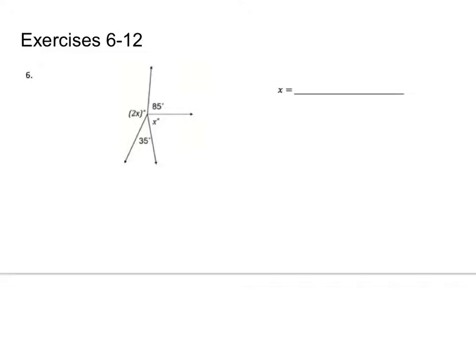Okay, exercises 6 through 12, find the values of x and y and show all your work. So we're adding a little bit of algebra into our geometry. So first you're going to need to solve for the unknown angle sum, like all of the unknown angles together, and then try to solve for x. So let's do this first one together.